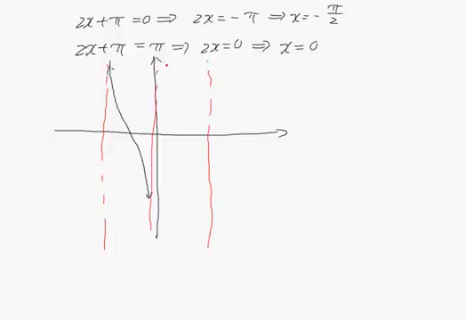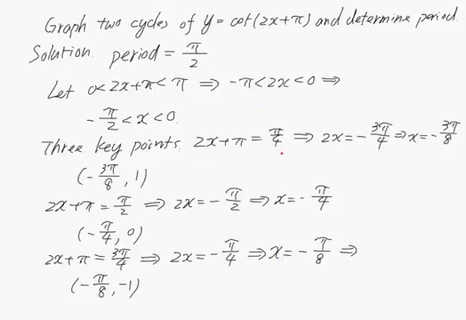And then you can just repeat this graph in the next cycle. And then done. In this way you find the graph of this cotangent of 2x plus pi. And we'll continue to talk about the graphs of the other two trigonometric functions.